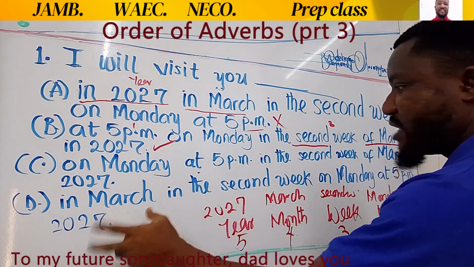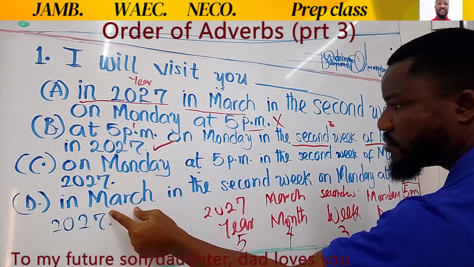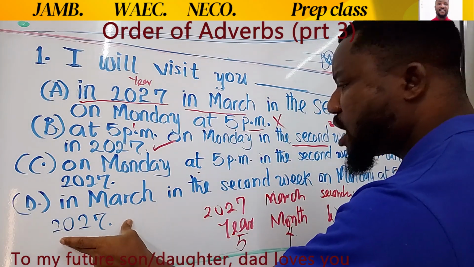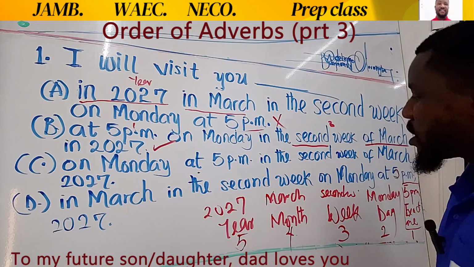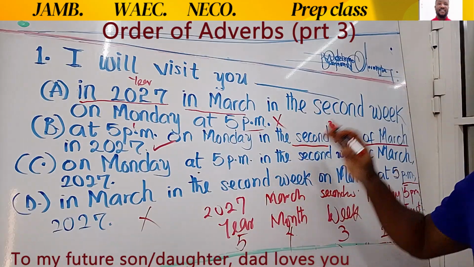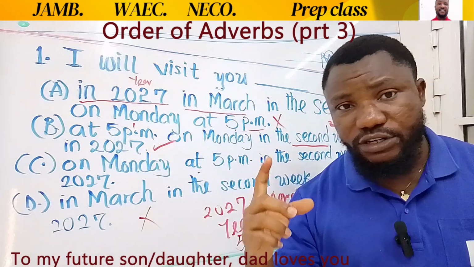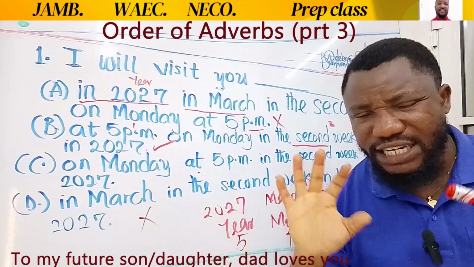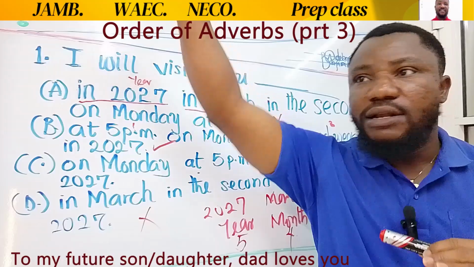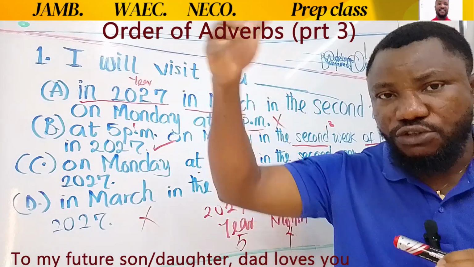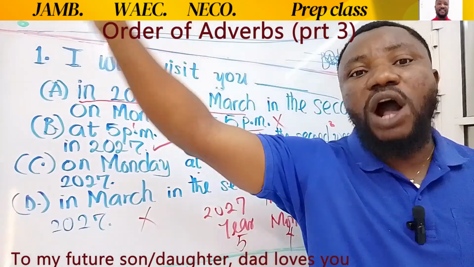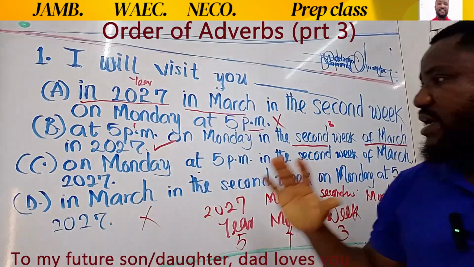Now, let's check option D, in March. I'll see you in March. This is March. We're talking about months. Month is number 4. Do you start counting from 4? No. Rather, you start counting from 1. That is why this option is equally wrong. So the right answer to this question is option B. Remember, when you have to order the adverb of time, the logic is simple. Move from the smallest unit of timing to the highest, like you're counting from 1, you move to 2, to 3, to 4. From the specific to the general, from the narrow to the wide. That is what this principle is about.